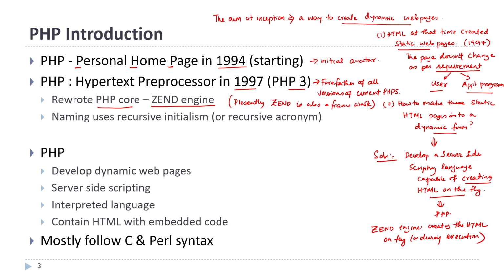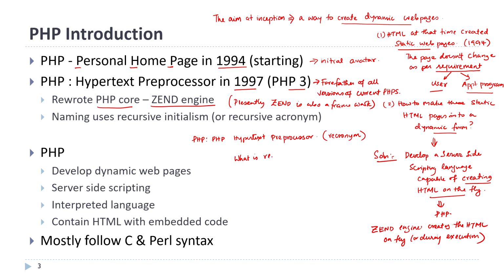So, the entire PHP code, the Zend engine, was rewritten in 1997. And this naming of PHP, as I mentioned earlier, PHP, then PHP appearing again, then Hypertext Preprocessor, this type of naming is known as a recronym, or what we call a recursive acronym.